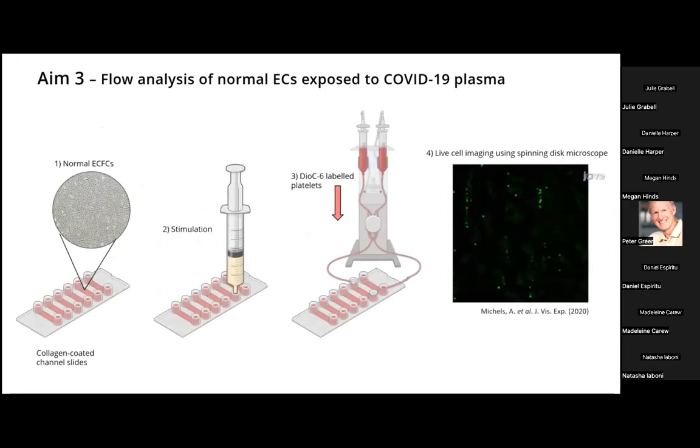So again, normal endothelial colony forming cells will be coated onto channel slides, and they will be exposed to the stimulant. That'll be washed, and then they'll be perfused with DiOC6 labeled platelets. So these are just fluorescently labeled platelets that can be added. And then we'll perform live cell imaging of the fluorescence. And you can see on the right here, this is basically the exact protocol I'm hoping to use. And these are HUVEC that are now being perfused with these DiOC6 labeled platelets.